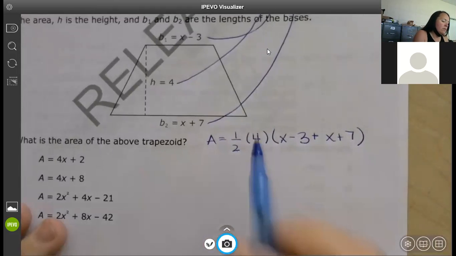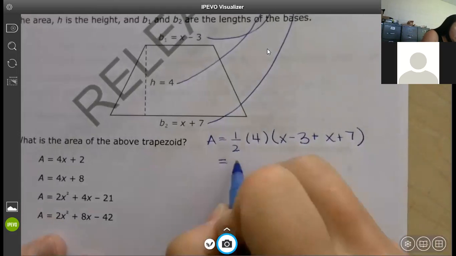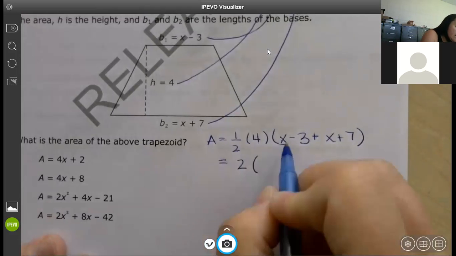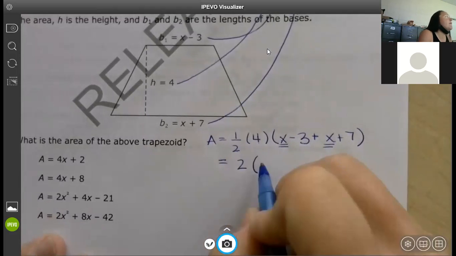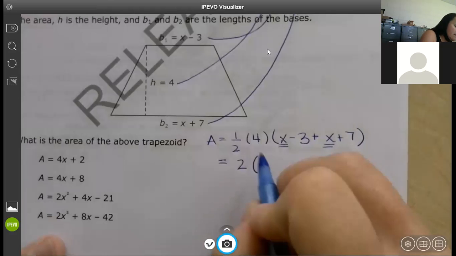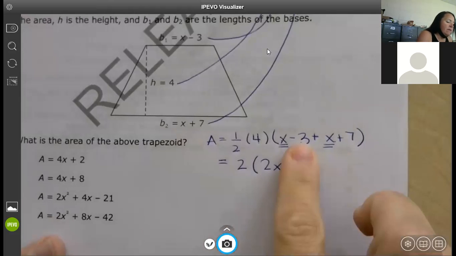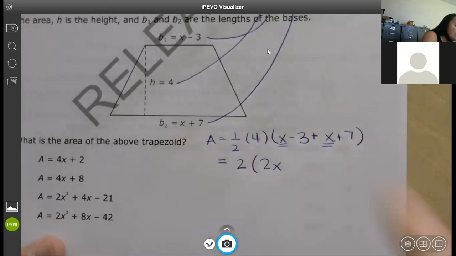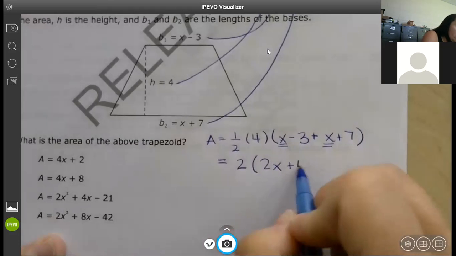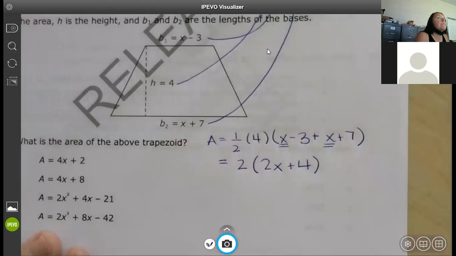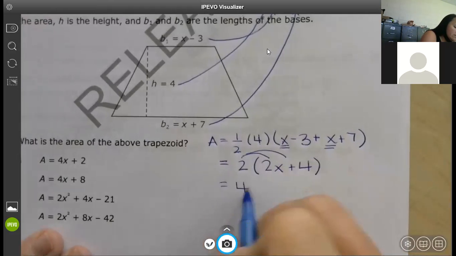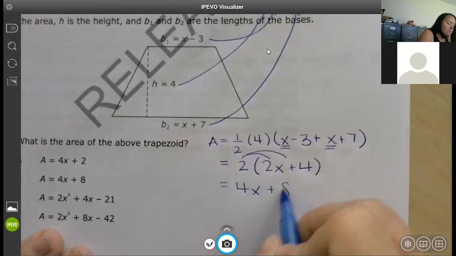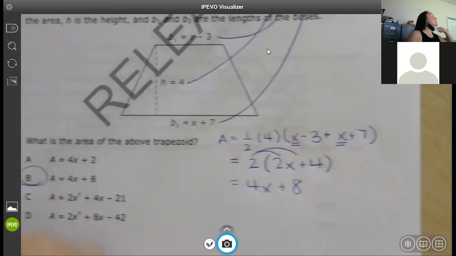What's 1/2 of 4? So 2. What is x plus x? That's multiply. 2x. That's okay. And then -3 plus 7, or 7 minus 3 is 4. And then we distribute. What's 2 times 2x? 4x. What's 4 times 2? So your answer is B.